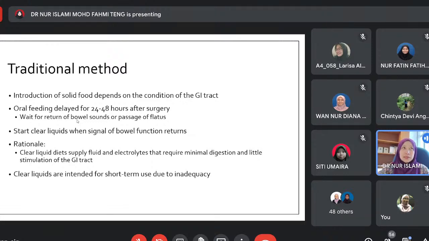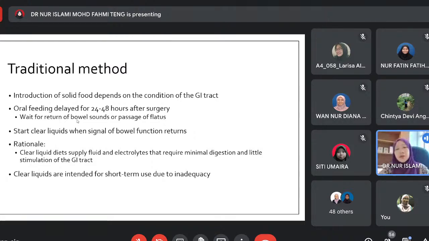So dia dah macam 4 atau 12 jam tak makan lah. And then they start clear fluids when signal of bowel function returns. The rationale for this is because clear liquid diet supplies fluid and electrolytes that require minimal digestion and little stimulation of the GI tract. And so clear liquids are intended for short-term use due to inadequacy.